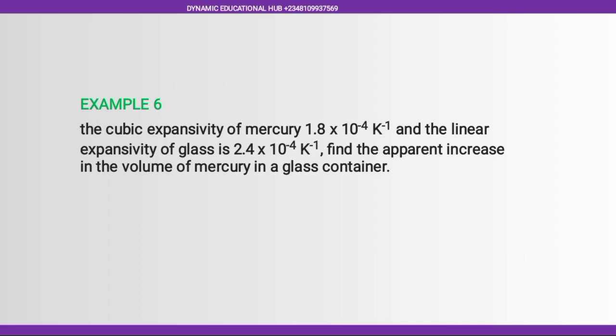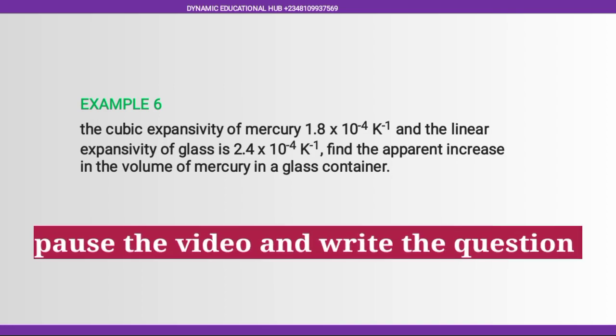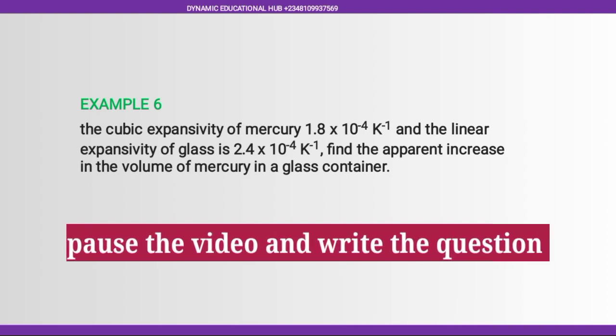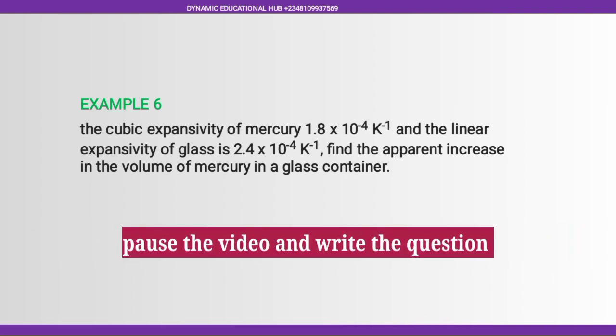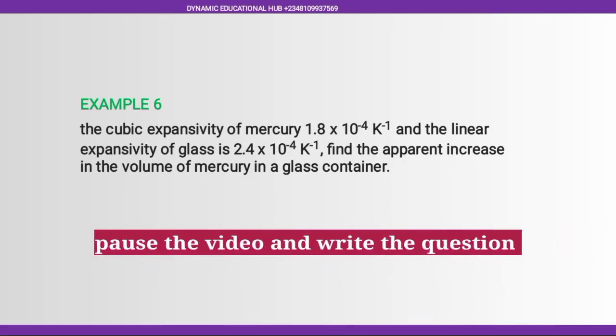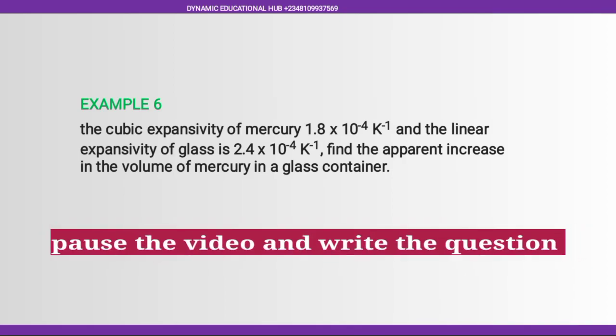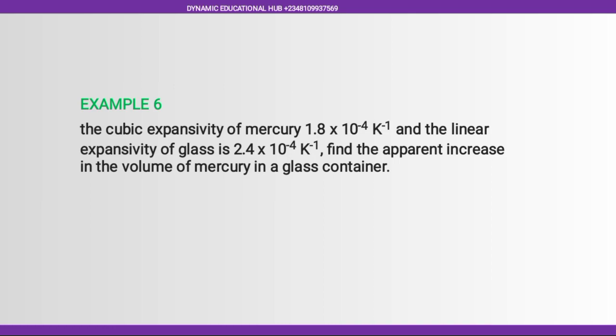Now, the cubic expansivity of mercury is 1.8 times 10 to the power minus 4 per Kelvin, and the linear expansivity of glass is 2.4 times 10 to the power minus 4 per Kelvin. Find the apparent increase in the volume of mercury in a glass container. This one as well is very simple.